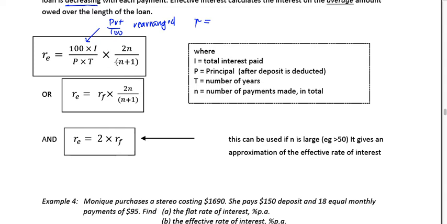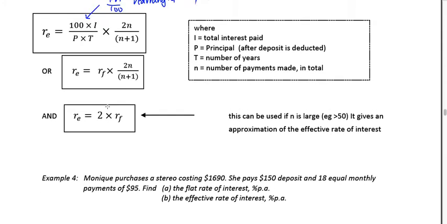Now, what we need to do is multiply by this. Now, N is the number of repayments, or number of payments that are made in total. So you do need to calculate that as well. So let's have a look.